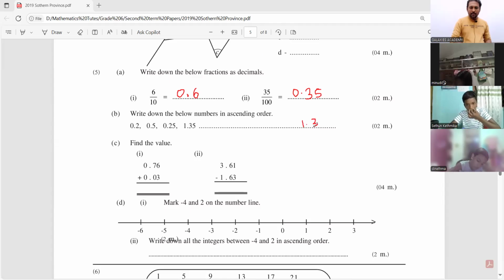Ascending order you have to write. Then you can compare the remaining three decimals 0.2, 0.5, 0.25.